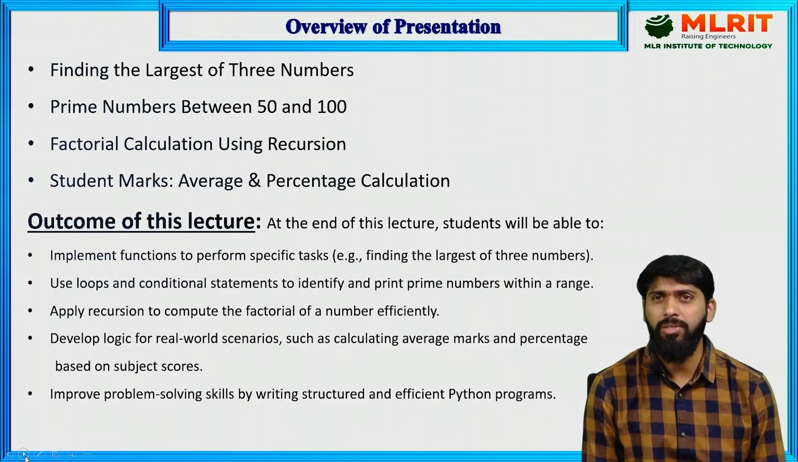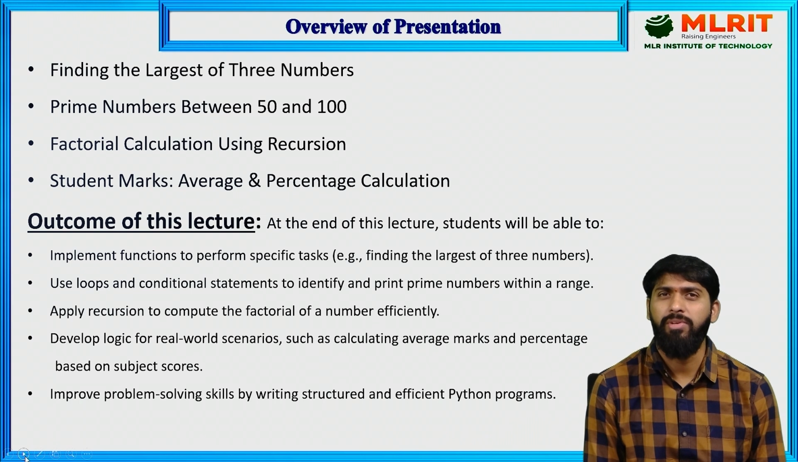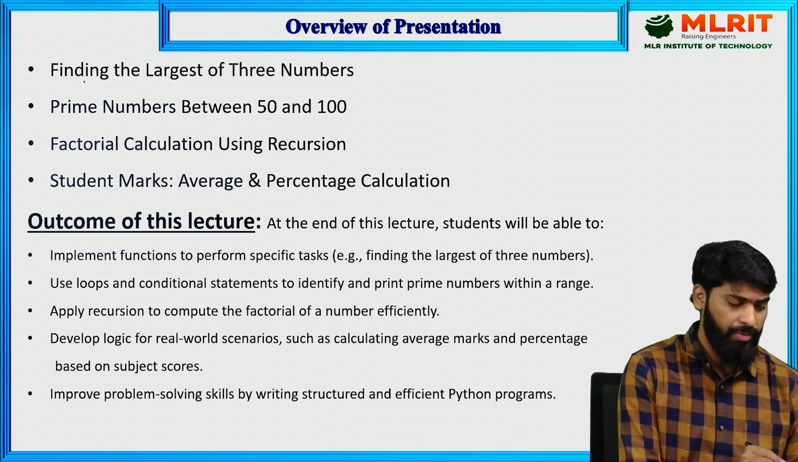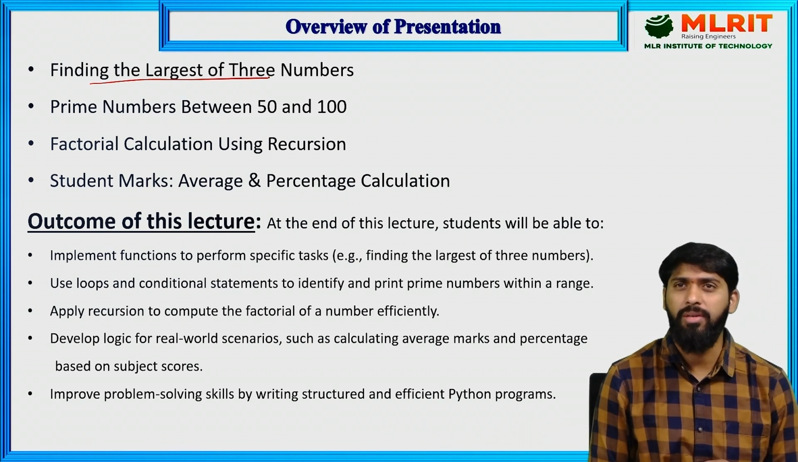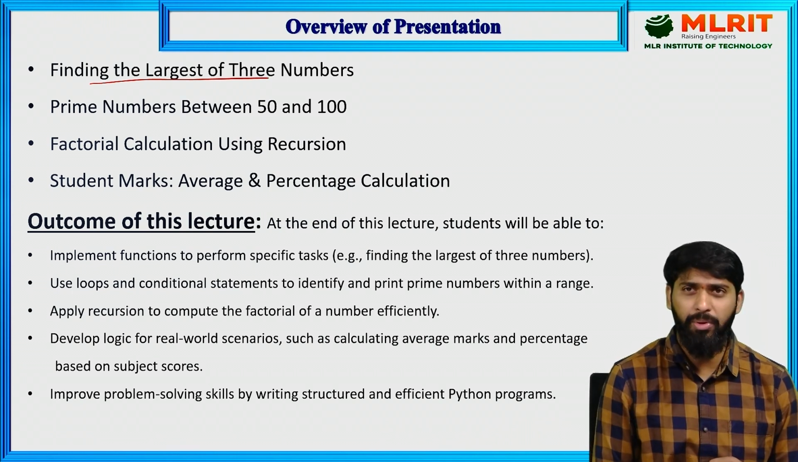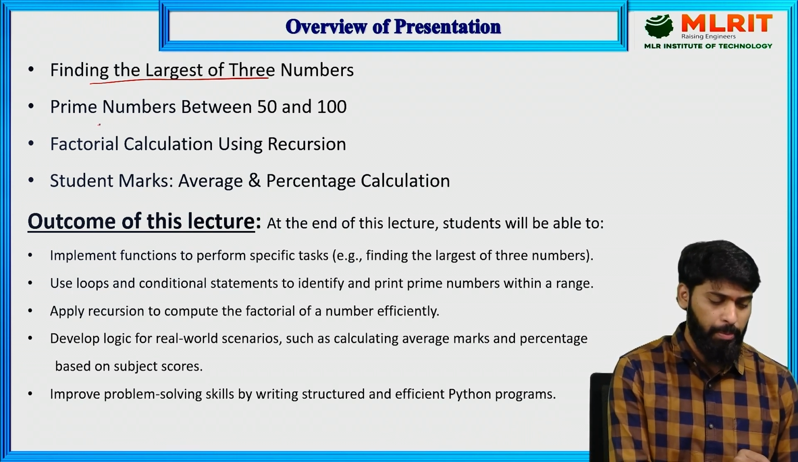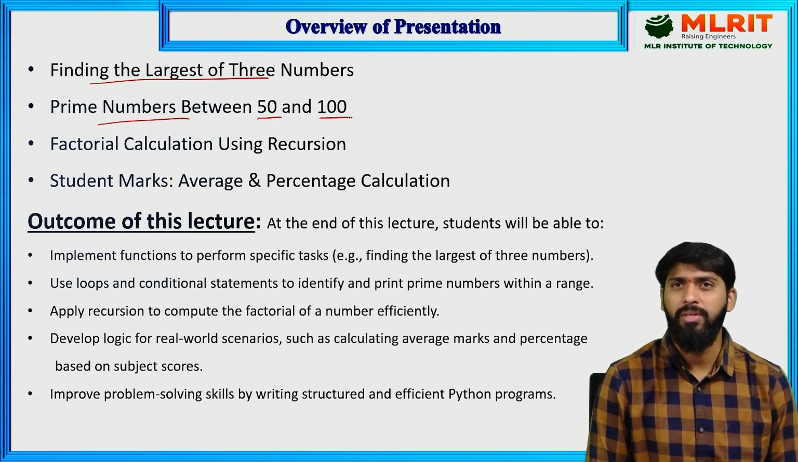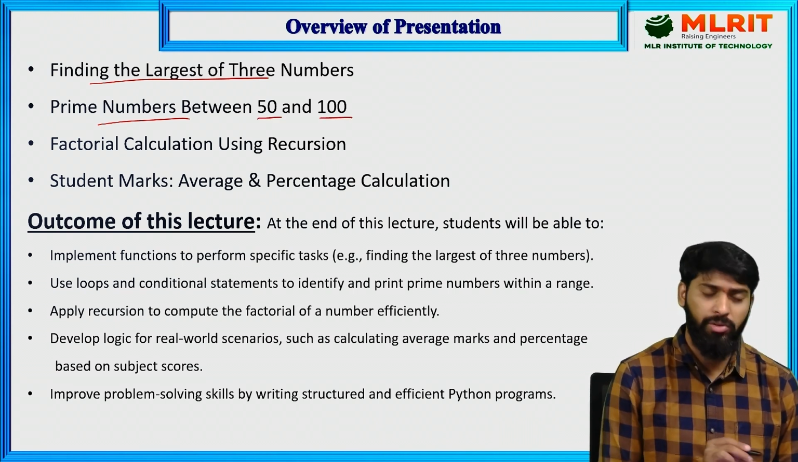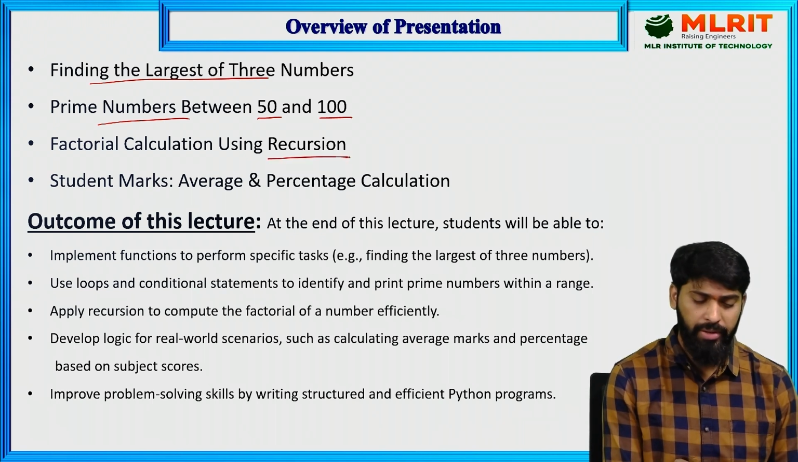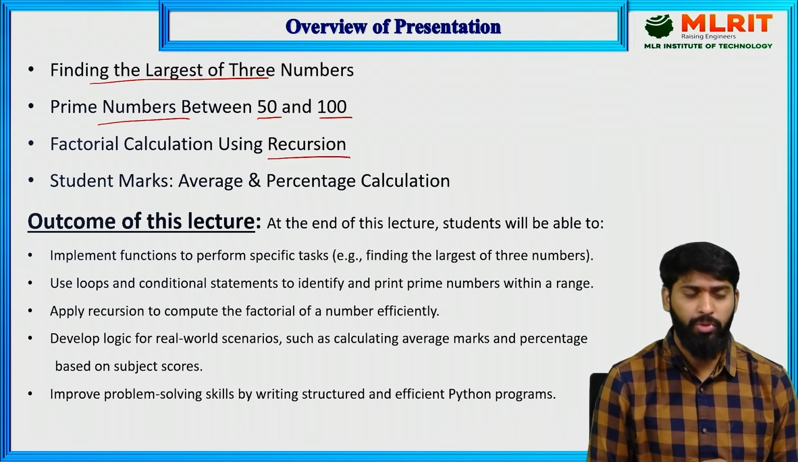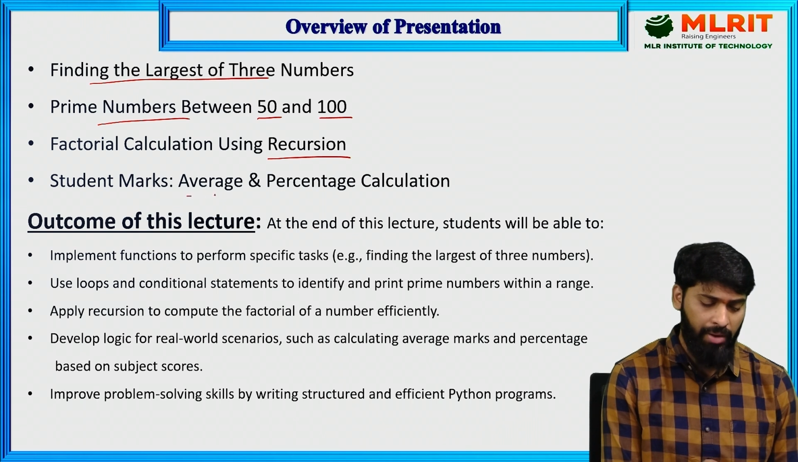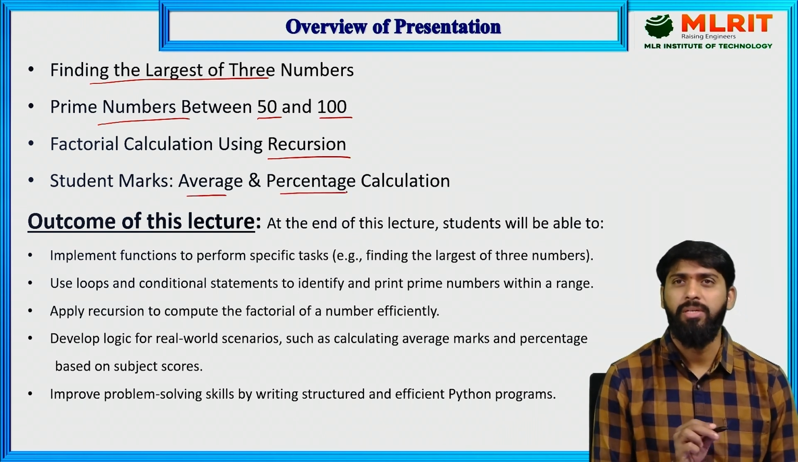Overview of the presentation. In this session, we will see 4 programs. First program, finding the largest of 3 numbers. Second program, print prime numbers between 50 and 100. Third program, factorial calculation using recursion. Fourth program, finding average and percentage based on student marks.